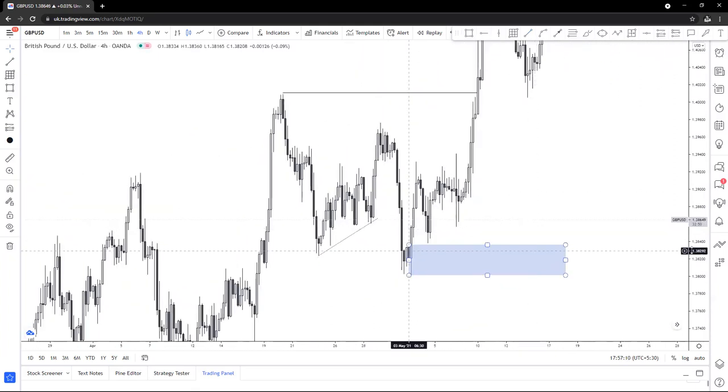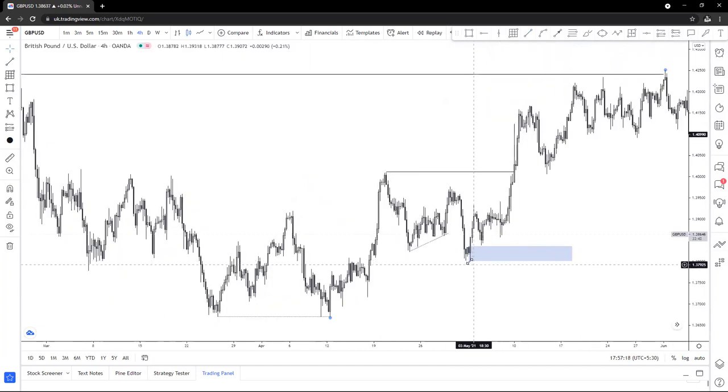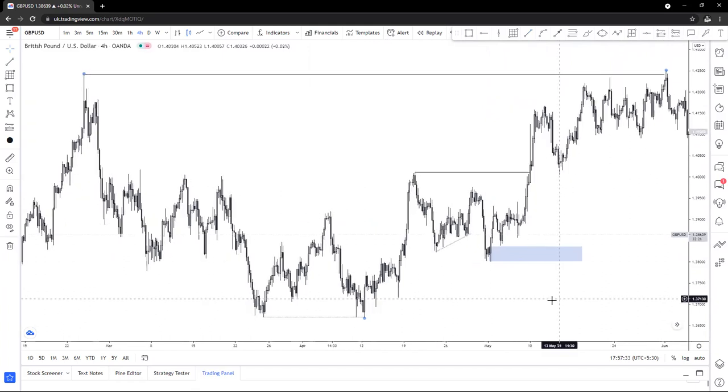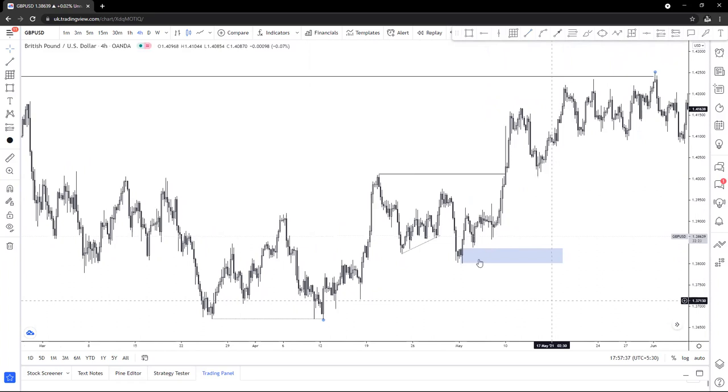So now we have all the good reasons to consider this as a strong low. We have all the reasons to consider this as a good order block, right? Because it took out liquidity and then it broke structure. It even has some imbalance left. But what's missing? The inducement. Where is the inducement? There is no inducement.